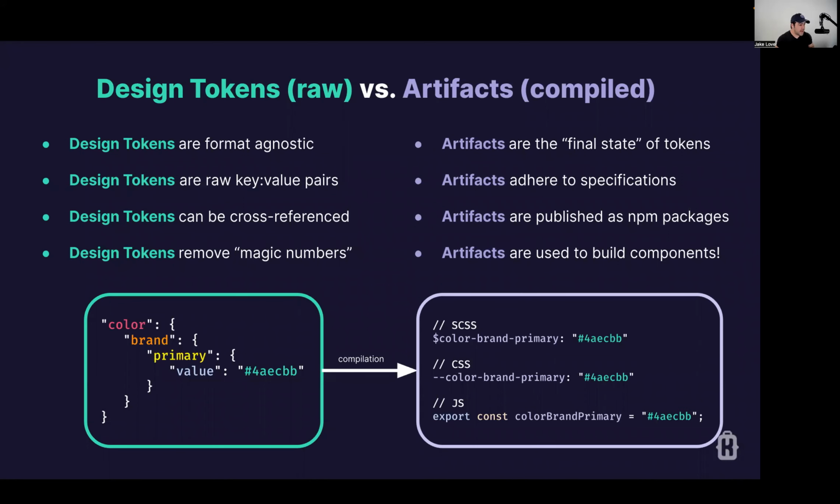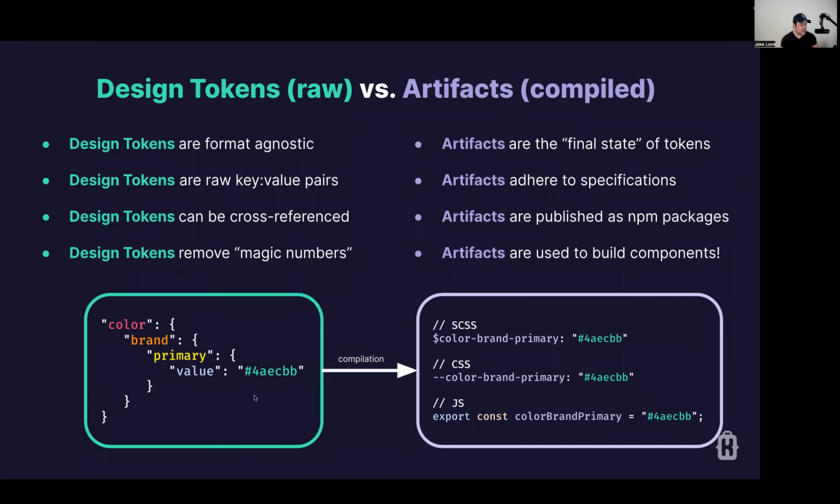When we actually take a look at design tokens, there is the raw value of a design token, and then there is the artifact, which is the compiled end result of a token. Design tokens are format agnostic. So if we look at this code block down here, there is nothing in here that specifies Sass or CSS or JavaScript or anything like that. It's just the name and the value. Because design tokens are raw, they are key-value pairs. Here is our key, color brand primary, and then here is our value.